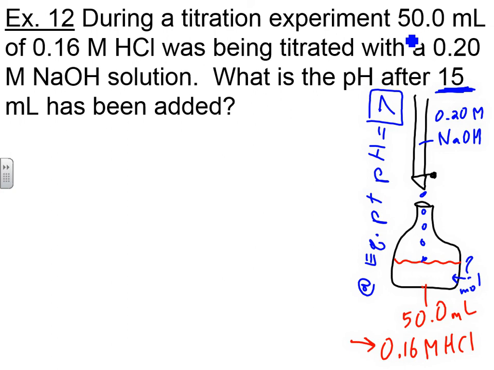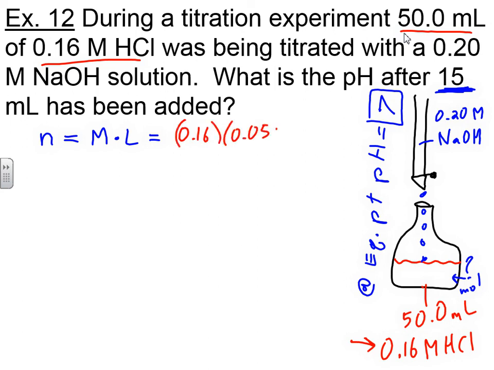So in this case I'm going to be doing my acid, because the 50 mil and the 0.16 molar is for the acid. So the molarity would be 0.16 times 0.050, and that should give me 0.008. Now this is moles of HCl that I have to begin with. So in here, you can say there's 0.008 moles of my HCl. So now we know how many moles are in there.